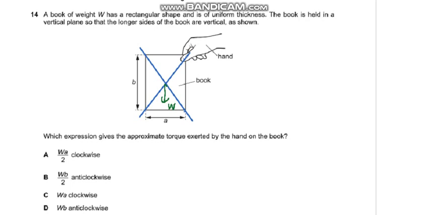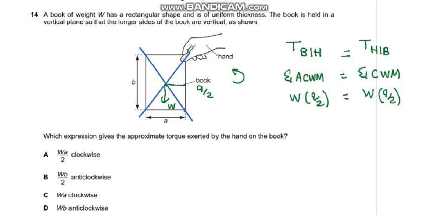So this torque by the book on the hand would be an anti-clockwise moment, and that would be W multiplied by the distance along the hand from the hand to the center of gravity, that would be A by 2. So let's write an expression. The torque exerted by the book on the hand is in anti-clockwise direction, that is WA over 2, whereas the torque exerted by the hand on the book, which is being asked, is in the clockwise moment. So that would be WA by 2 clockwise, A is the appropriate answer.